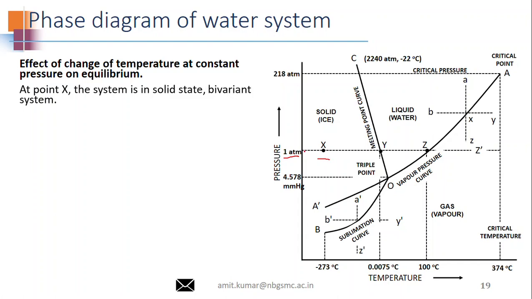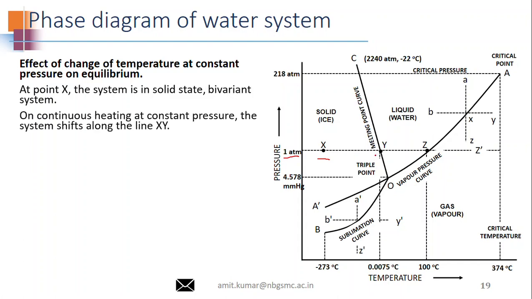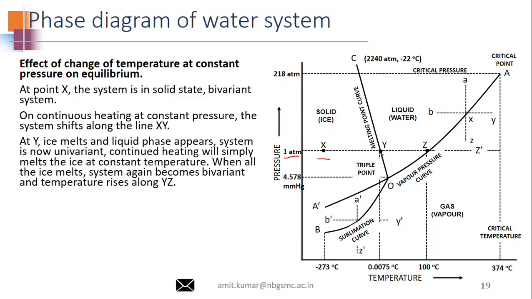Now at this constant pressure, if we start increasing the temperature on continuous heating, on reaching point Y, the ice will start melting and the liquid phase will start appearing. Now the system becomes univariant. On continuously providing heat, all of the ice will convert into water. Till all of the ice gets converted into water, the system will remain at point Y, and when it is converted, it starts shifting towards Z, and this again becomes a bivariant system.